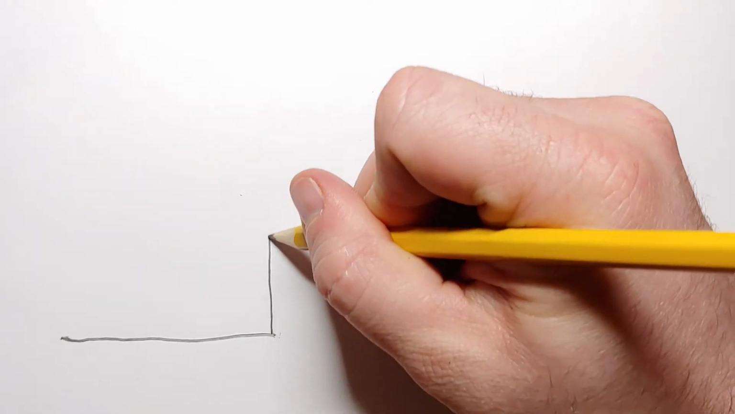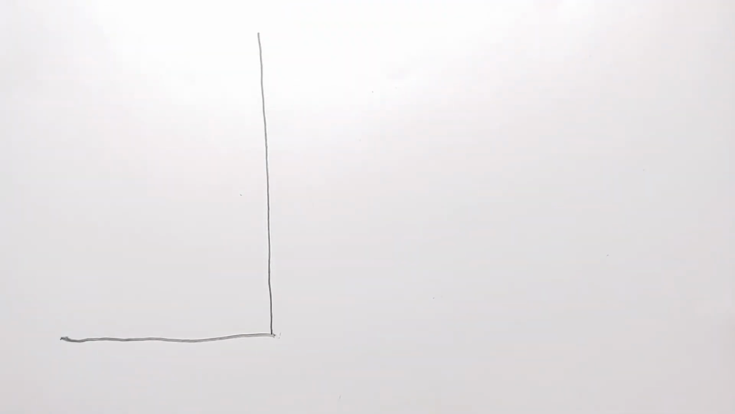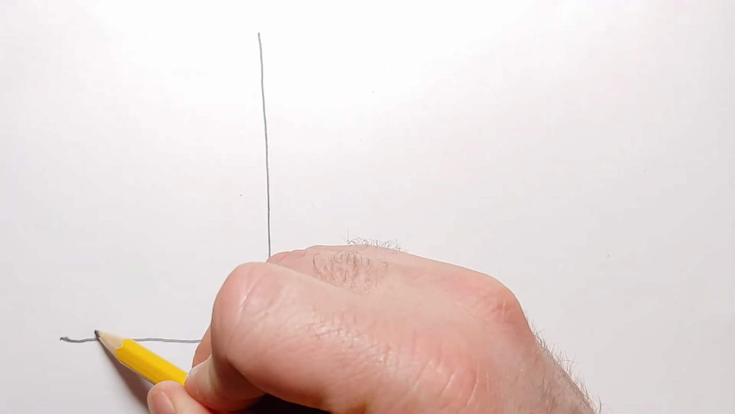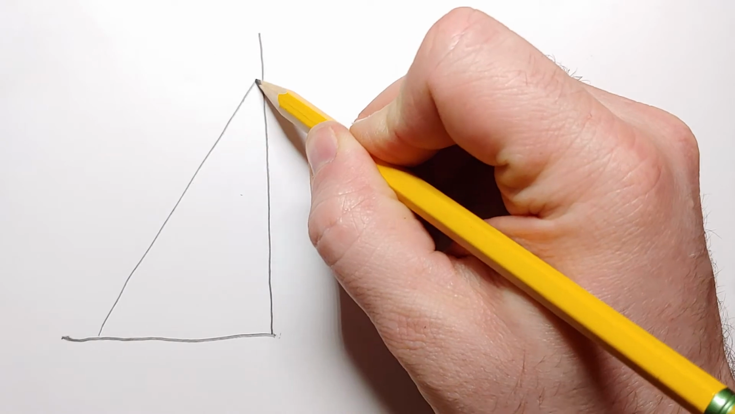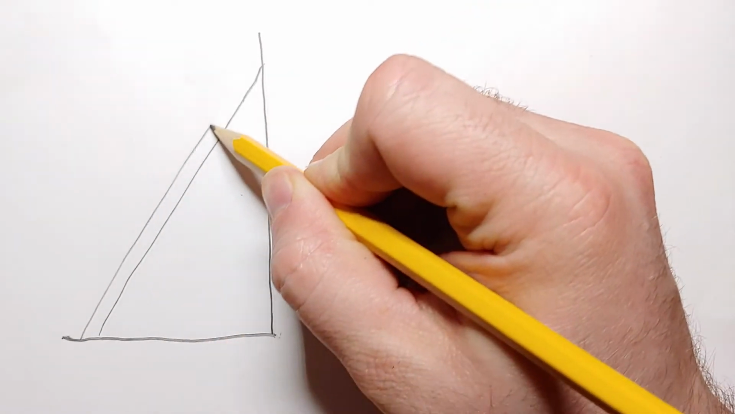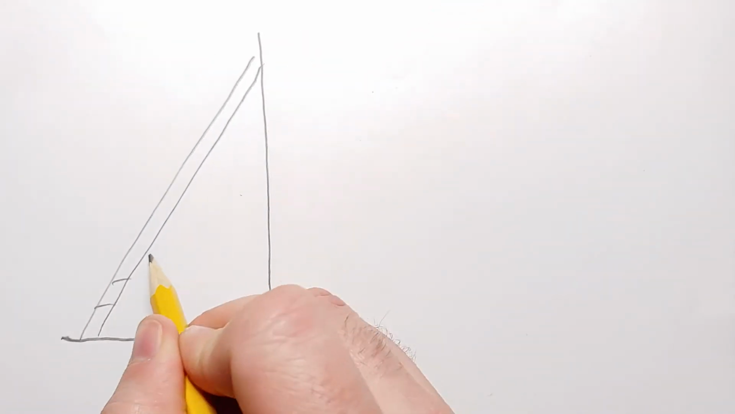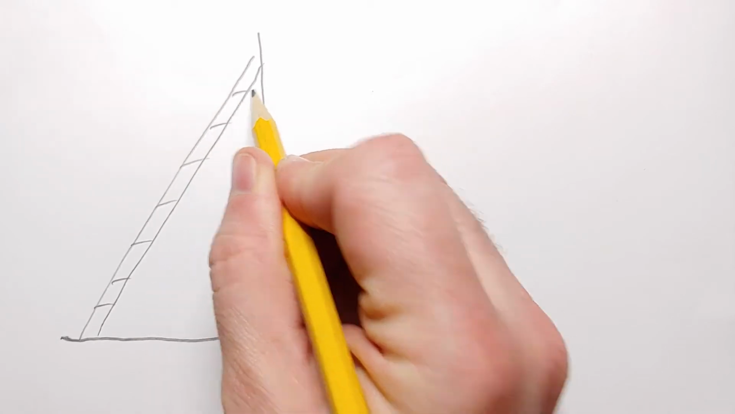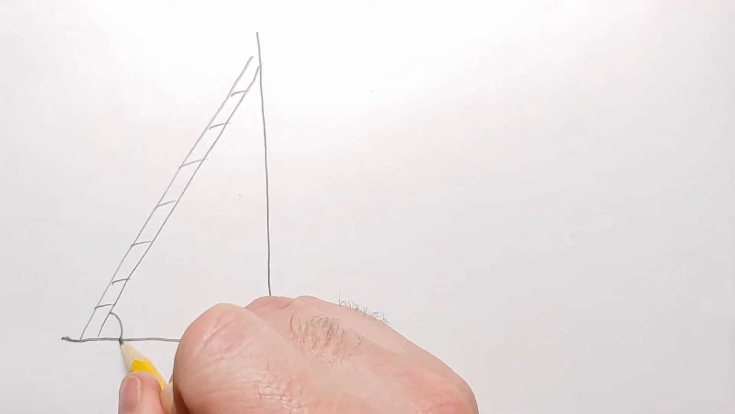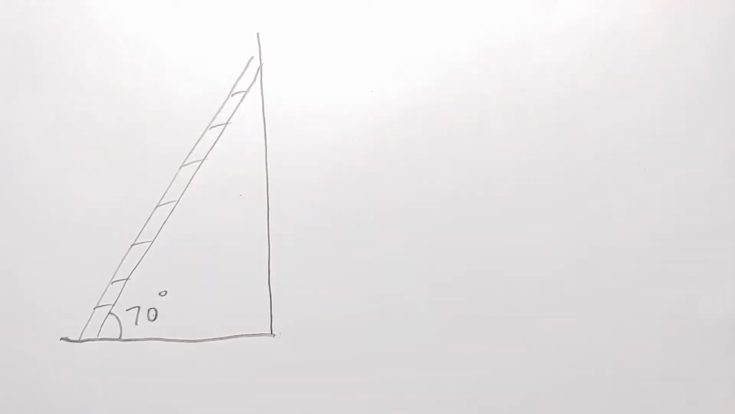We're going to look at a problem here where we have a ladder leaning up against a wall. So we've got the ground, and we've got our wall. Our ladder is going to be leaning at a 70-degree angle. So we've got our ladder like that. And this is 70 degrees down here.